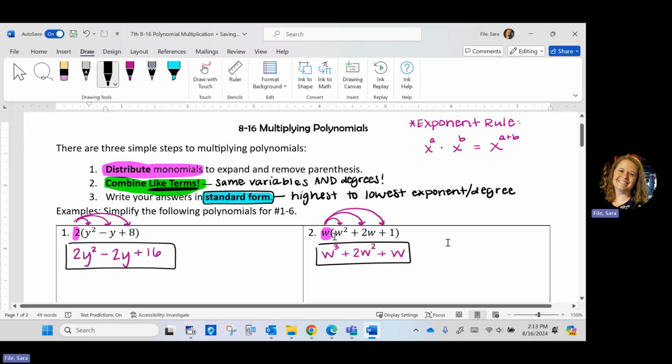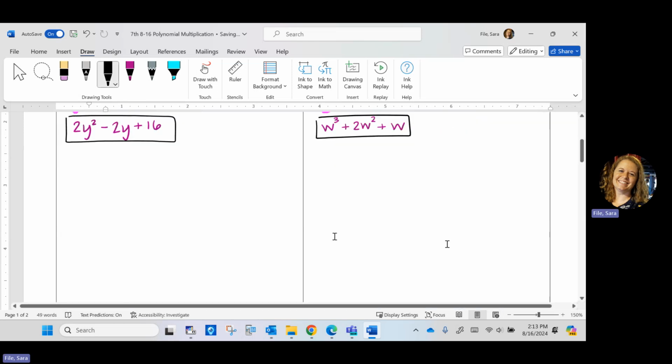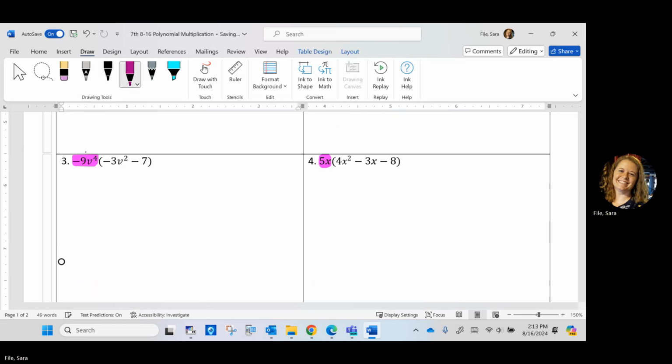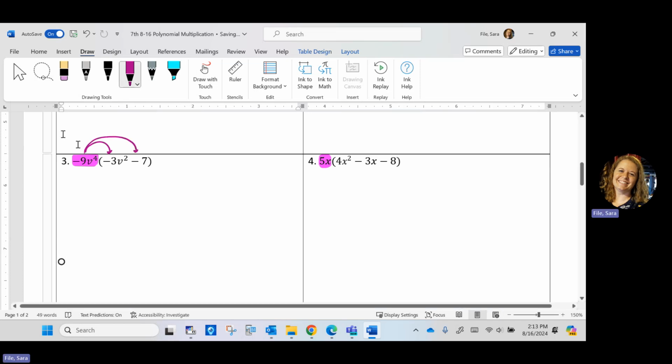Pretty straightforward. Now number 3 is a little more complex because when we go to distribute, this monomial is not just a number or just a variable, it's a product of both. So we have to make sure you remember the rules. When you're multiplying monomials, you multiply the coefficients and you multiply the variables. So the negative 9 times the negative 3, what is that?